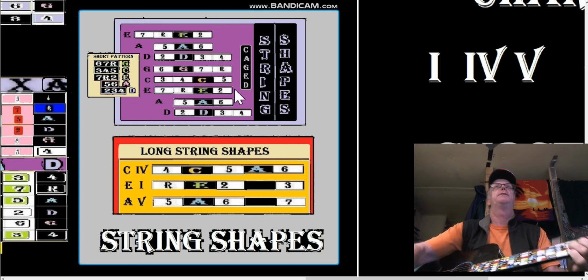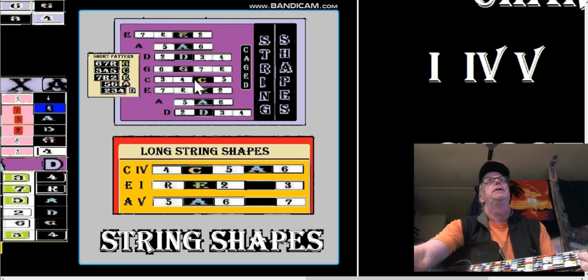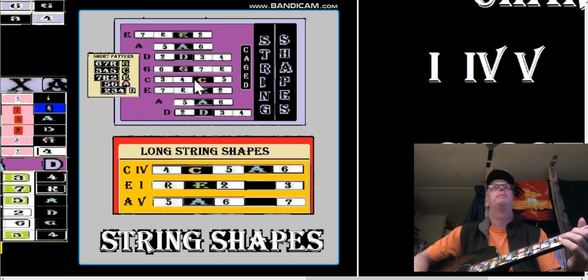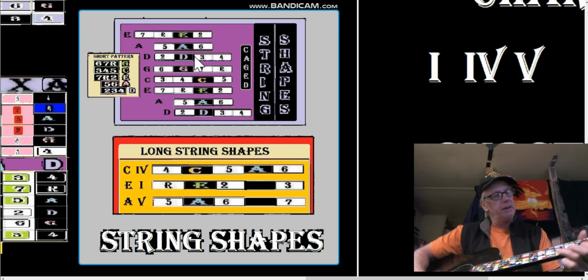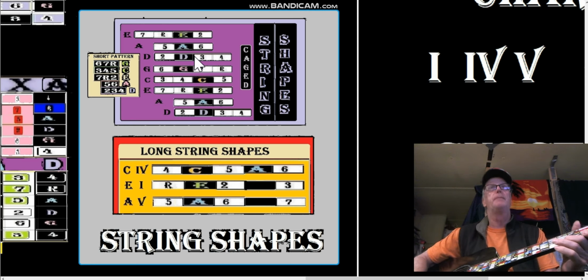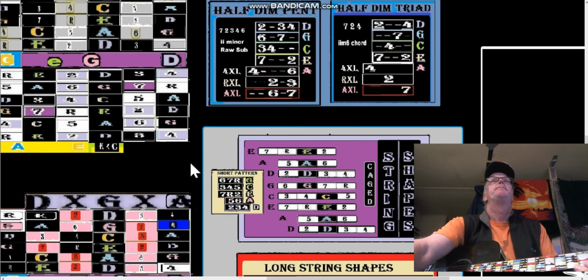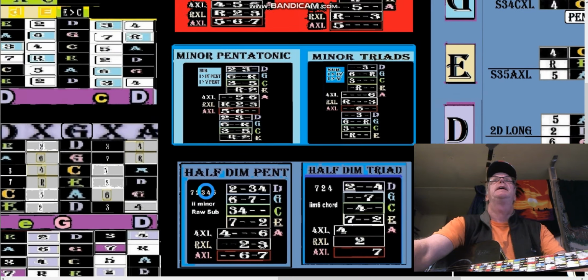Okay, then we go into an S2C here. 3, 4, 5, 3, 4, 5. Warp up for that 6, 7, root, G string shape, and then back up to the D string shape on top.